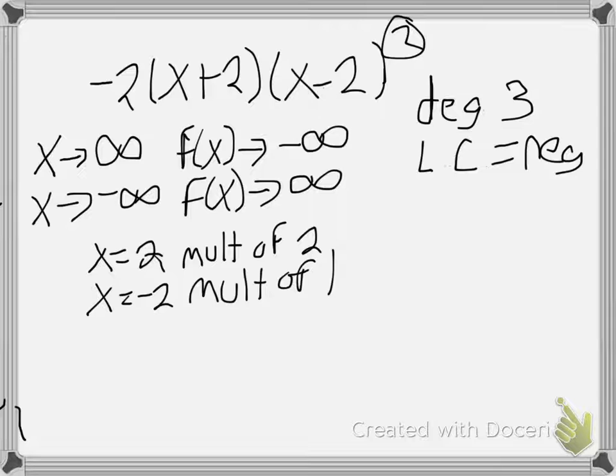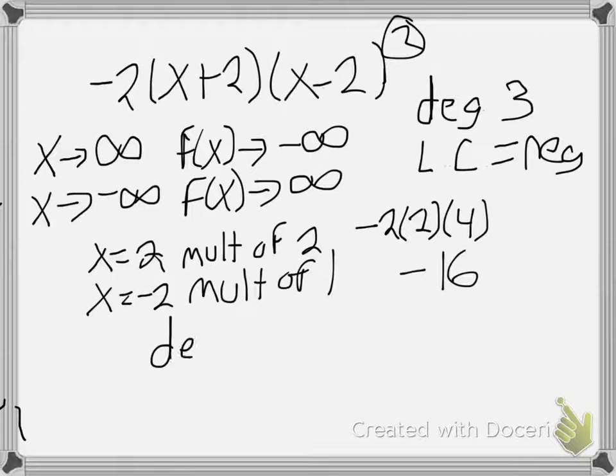Y-intercept, just plug in 0 to your function. So you have -2 times 2 times 4, which ends up being -16. Symmetry, I always leave until after I do the graph, just because it's easier to look and see on the graph if there's symmetry or not. I can tell you right now there isn't any, but that's beside the point. And then the maximum number of turning points is simply the degree minus 1. So the degree of this polynomial is 3, minus 1 is 2, so we have 2 turning points max.